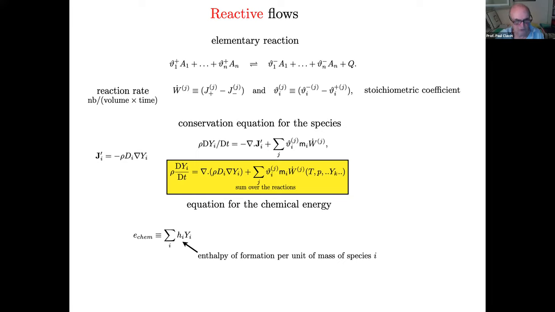So the chemical energy can be written as a sum over each species, introducing what is called in chemistry the enthalpy of formation per unit mass of species i. You have this form of the chemical energy, and in such a way that the heat release for the reaction j is simply this expression in terms of the enthalpy of formation. This is a classical way to write the heat release for a mixture of multiple components.